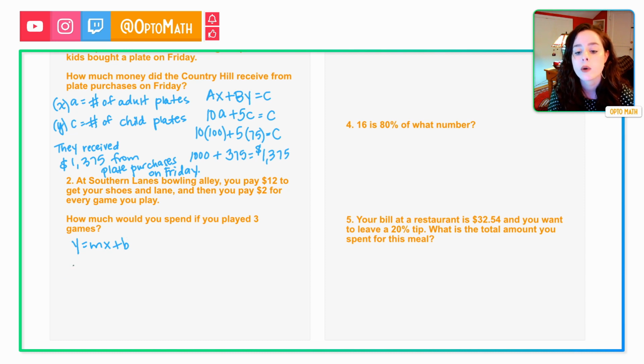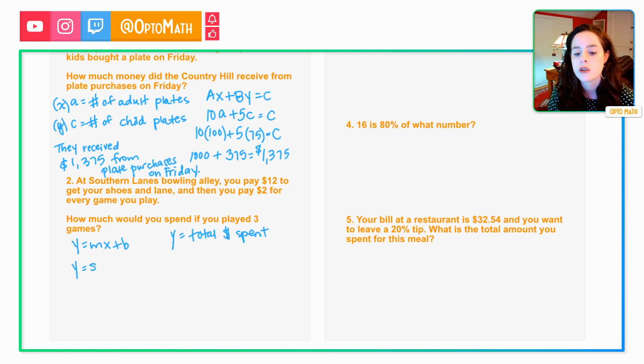So y is going to be the total amount of money that we're going to spend. So let's write that. Total money spent. And that's what we're going to find. So we'll find that in the end. M is our rate or our slope.